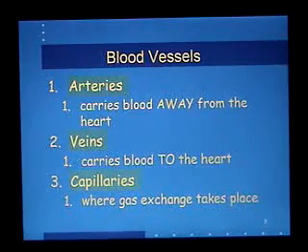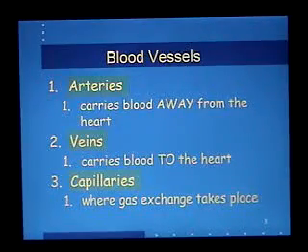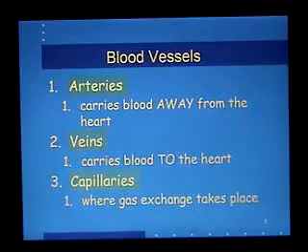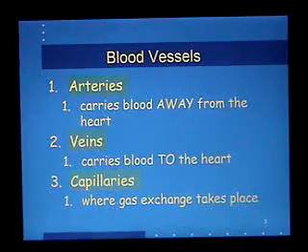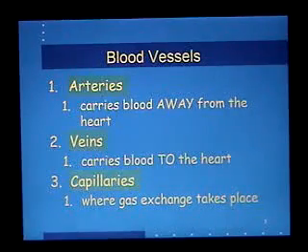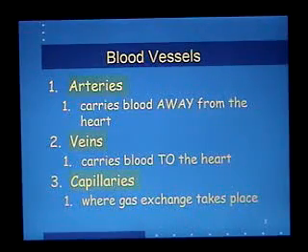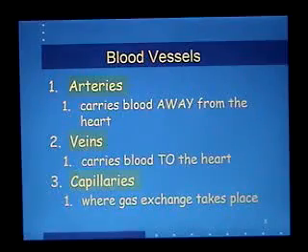It might be moving away to the lungs, it might be moving away to the rest of the body, but if it's moving away, it's an artery. If it's coming back to the heart from anywhere in the body, then that vessel is called a vein. Okay, so those are the two easy ways to remember arteries and veins. If it's a vein, it might be coming back from the lungs to the heart, or it might be coming back from any other part of the body to the heart. But if it's returning blood to the heart, it's a vein.